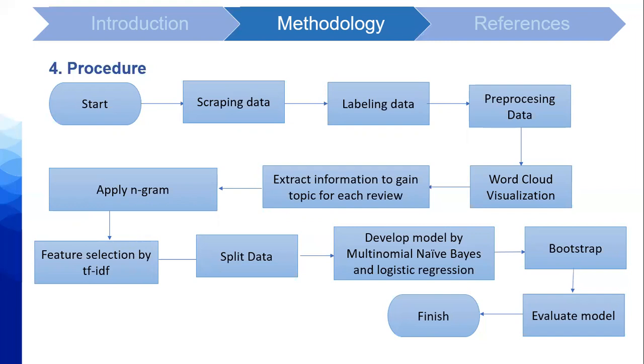Next is exploring the data by word cloud visualization, and then extracting information to gain a topic for each review, and then applying N-gram, and then feature selection by TF-IDF, and then splitting the data into training and testing data, and developing models by two algorithms. There are multinomial naive Bayes and logistic regression. And then we do bootstrap to estimate the confidence interval for accuracy, and then evaluate the model based on sensitivity, specificity, and accuracy.